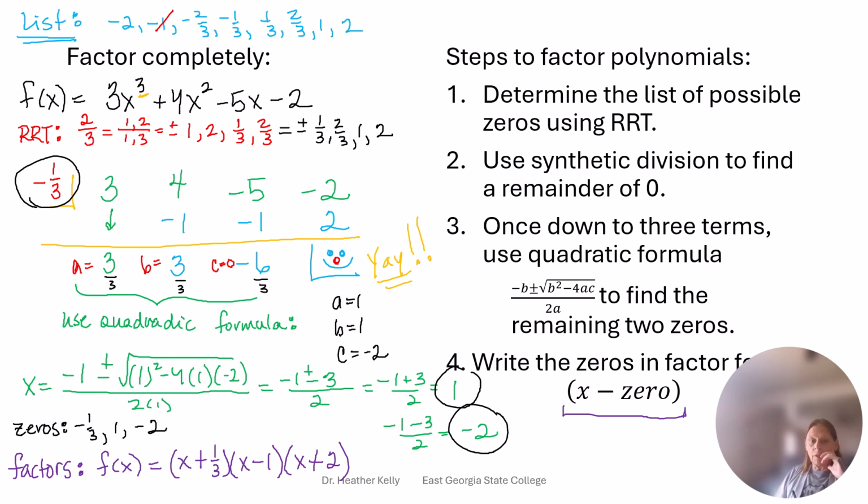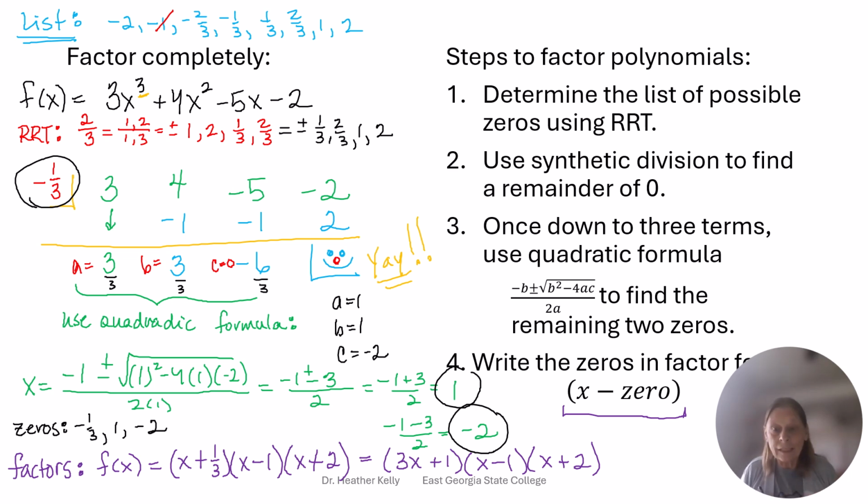There's an alternative. If you don't like the fractions, you can clean up that one little factor by multiplying it through by 3. And so this is also the same as 3x plus 1 times x minus 1 times x plus 2. We want to give our solution in factored form, and this is in factored form. Okay. Lots of steps. None of the steps are particularly hard, but there are lots of steps. Let's do another one.